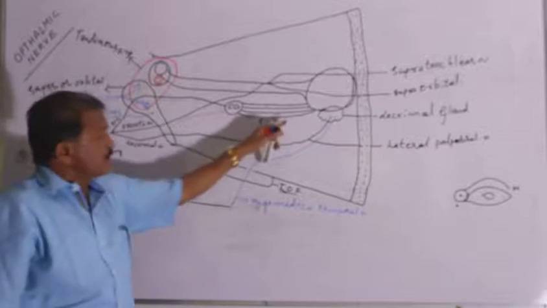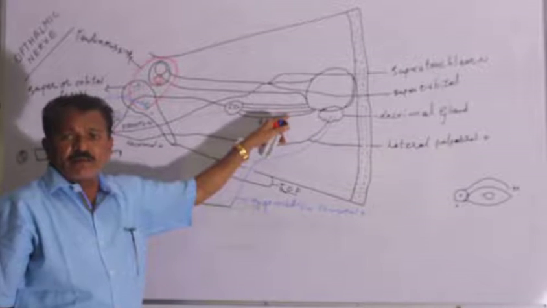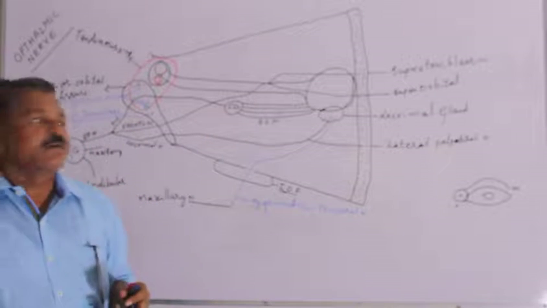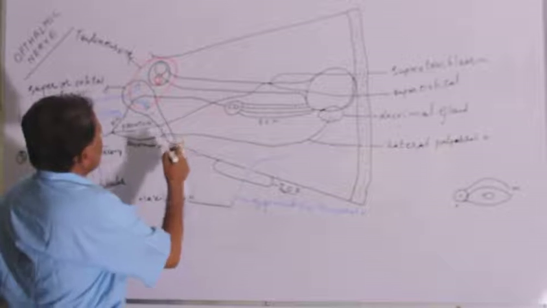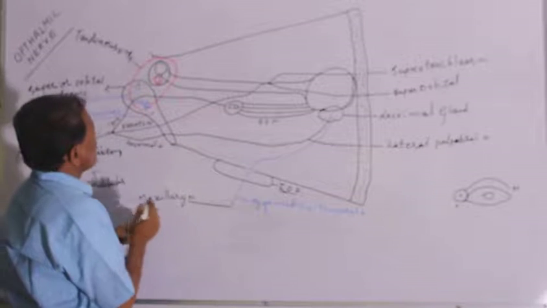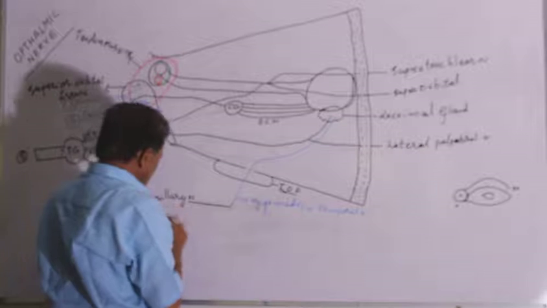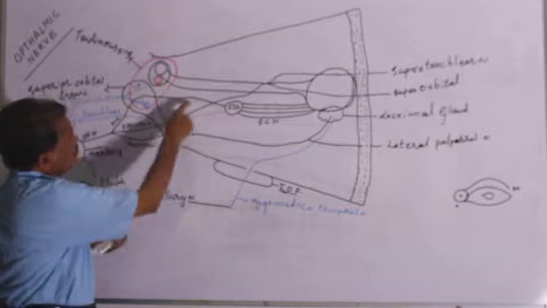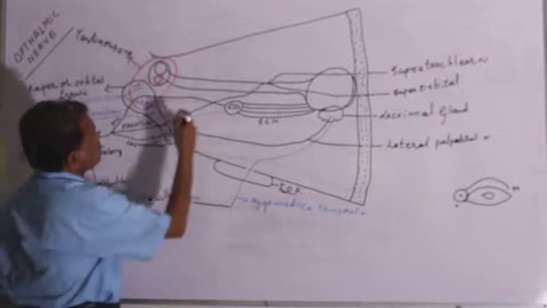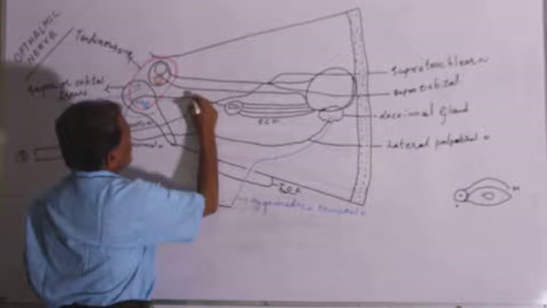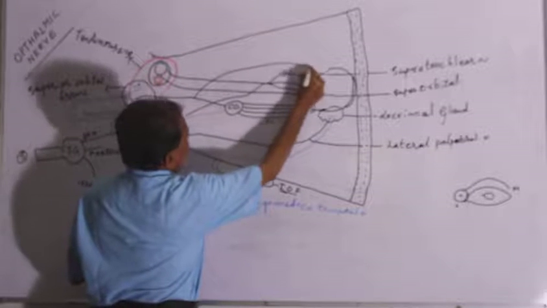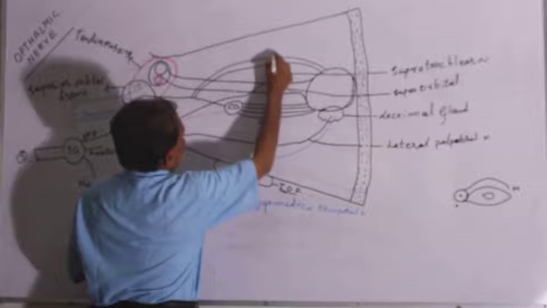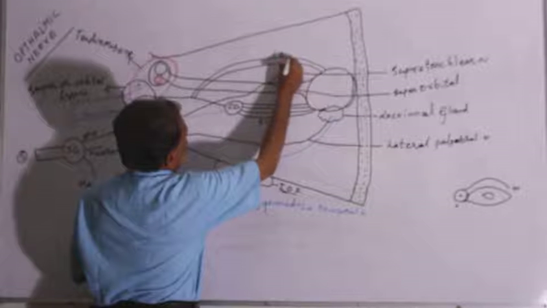About these things we may discuss deeply in the session on the ciliary ganglion; that is separate. Then the nasociliary nerve, lateral to the optic nerve, gives the long ciliary nerves. They are 3 to 4 in number. These are the long ciliary nerves.